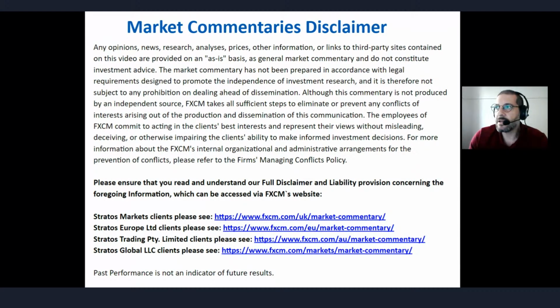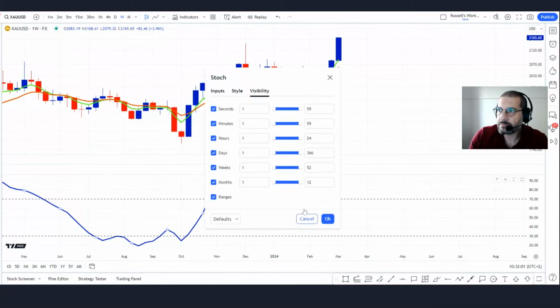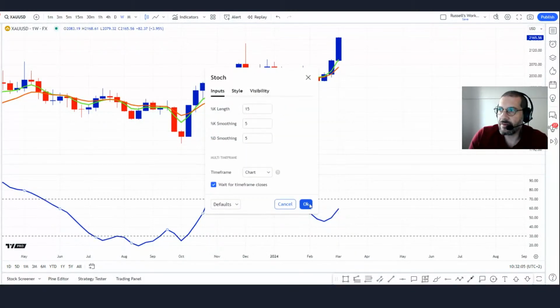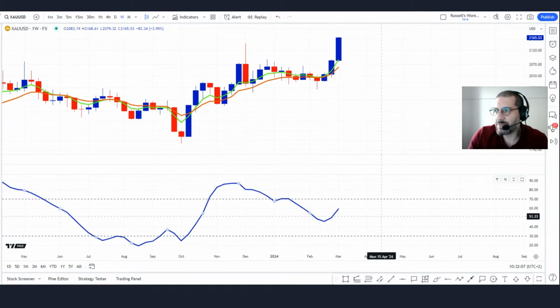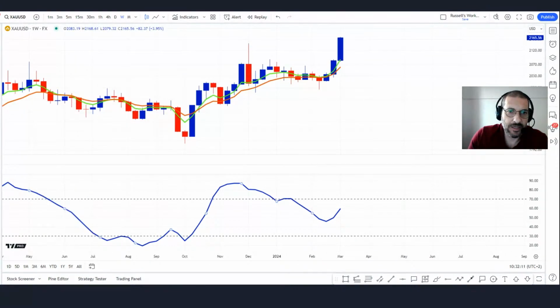Now, let's go ahead and bring up our gold chart. This is the weekly chart of gold. What we have here is two exponential moving averages, the 5-week and the 10-week, and then we've got a stochastic here. It's actually a %K, and I'll just show you the inputs. It's 15, 5, 5, but because it's a %K, just 15.5 is fine.